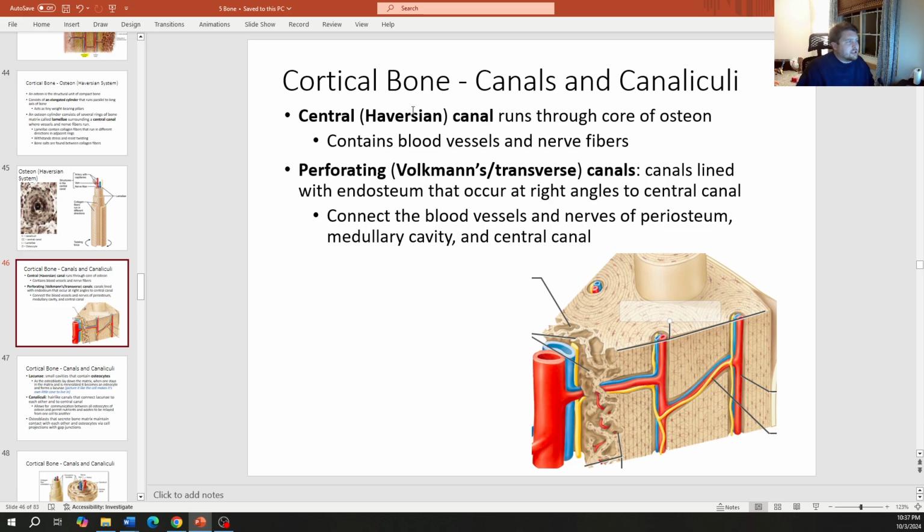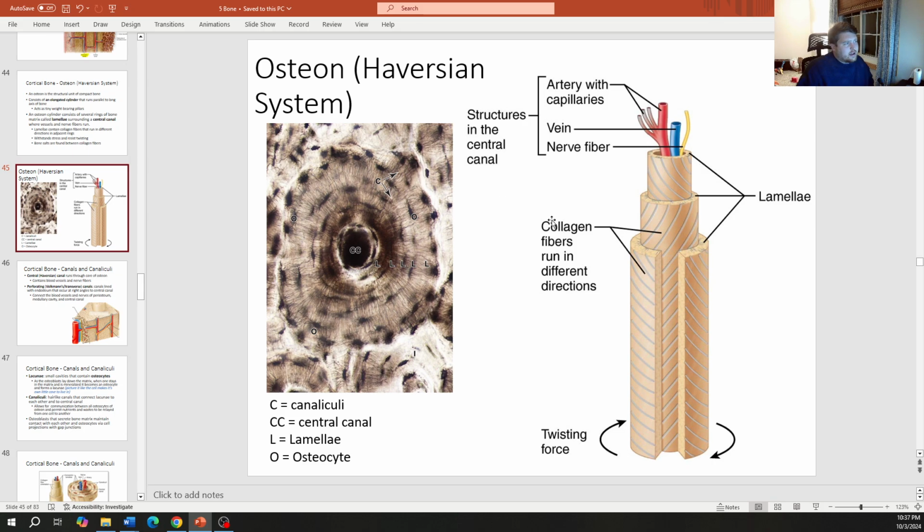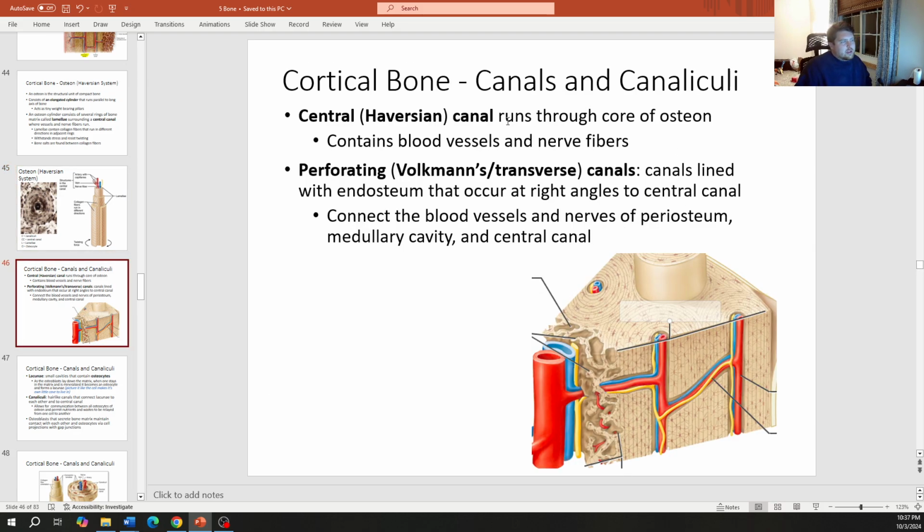We have the central canal. The central canal, also known as the Haversian canal, is the one that runs straight through the osteons, straight up and down. And that goes through the core of the osteon, has the blood vessels, has the nerve fibers, gives all the nutrients that the bone needs inside.